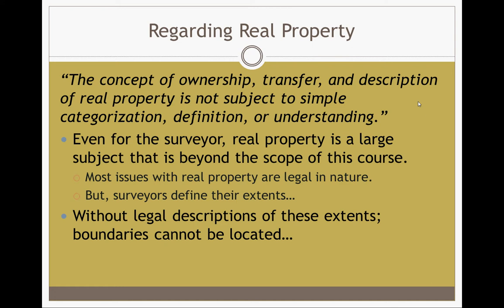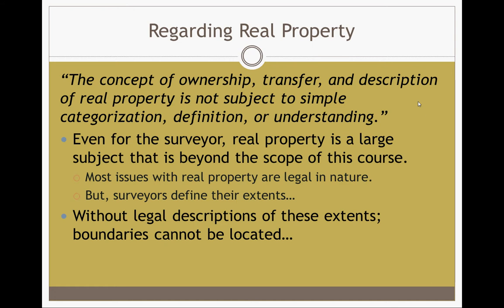Now, the concept of ownership, transfer, and description of real property is not subject to simple categorization, definition, or understanding. Even for the surveyor, real property is a huge subject. It's very large, and it's beyond the scope of this course, really. Because once you start talking about real property, you start talking about real estate and the value of land and categorization of the value of land, and there's a lot more to it. Most of these issues are legal in nature, not surveying. But as surveyors, we do define the extents of these legal issues. And so without legal descriptions of these extents, we can't give a boundary.